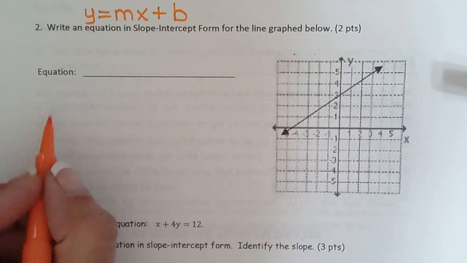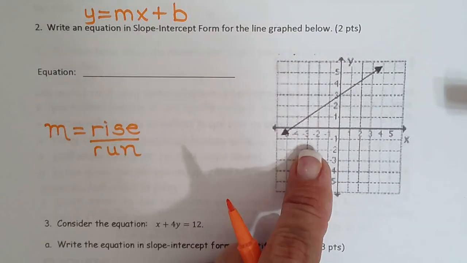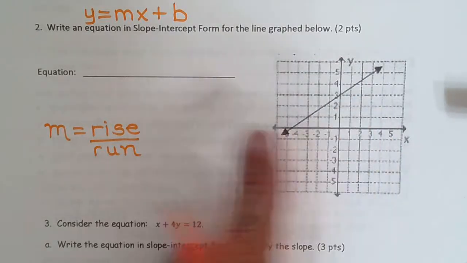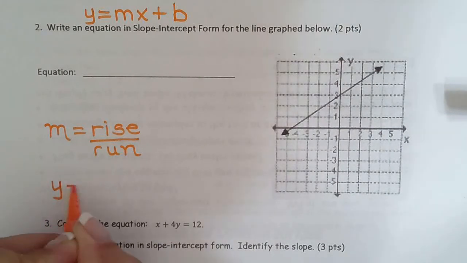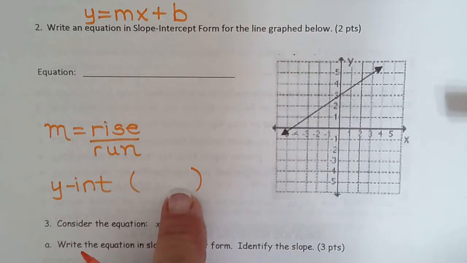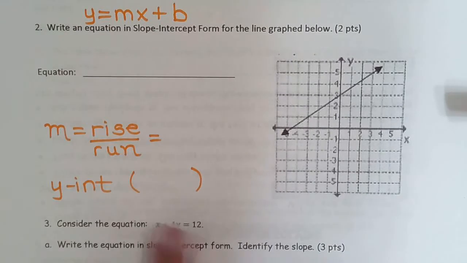So the first thing you should write here is m equals rise over run. Because if you remember, we learned back in Module 6, when you have a picture, a graph, you want to use the formula rise over run. And then the other thing you want is the y-intercept, because whatever the y-intercept is, that y-coordinate is going to become your b. So whatever you get here will be put in place of m. Whatever you get here will be put in place of b.